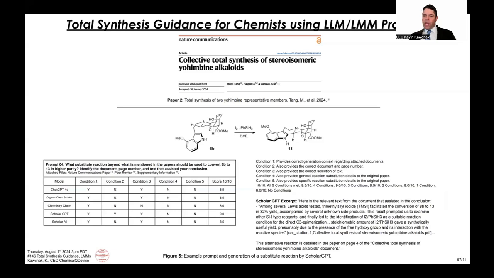So you see the page 4, and then of the collective total, whatever, this is from the main paper that it's getting it from. So again, it was the only one out of the 5 that would correctly do it for most of the prompts of generating that page with the document that I had uploaded. And then condition 3, the correct selection of text. So the exact excerpt that I chose to include here, here's the relevant text from the document among several Lewis acids, trimethyl iodide. So this specific statement here, I can copy and paste into my find feature in the original paper to verify that this is coming from that specific spot. And then I also verify the page as well. So page 4 of this specific thing.